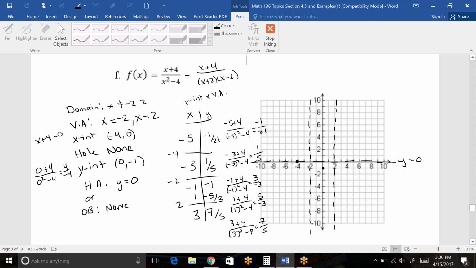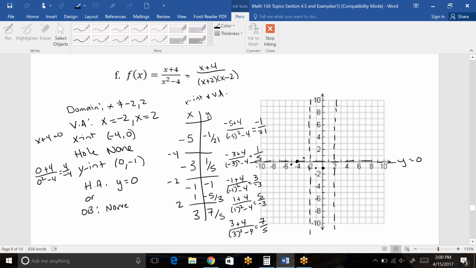So -5, -1/21. That's pretty small, but I can't draw it that small, so we're going to go right there. -3, 1/5. Aha, notice that's above the x-axis now, so that's where we're crossing through. -1, -1 is down here. Oops. Let me double check to make sure I plugged that in right. I don't think I did. Yeah, I didn't plug that in correctly, I don't think. Let me double check though.